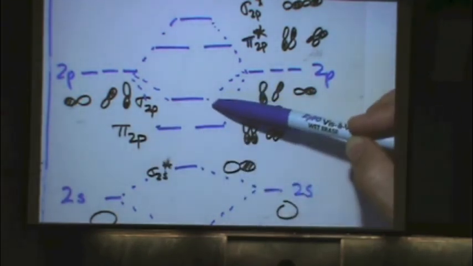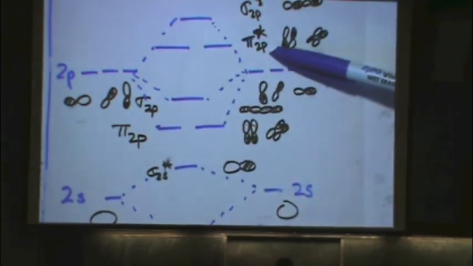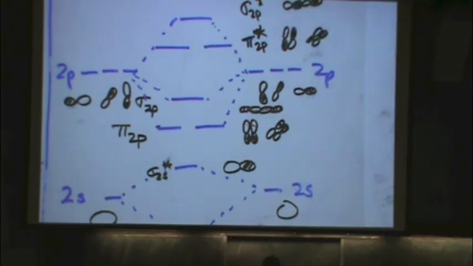So the lowest energy is pi 2p. The next one is sigma 2p, and then pi 2p star, sigma 2p star. Mathematically, we could actually calculate these energies so you see why they are where they are. But essentially, the intuitive argument is the more overlap, the lower the energy in the bonding. And so that's kind of intuitive. But as far as which one goes next, that you'll more have to remember.